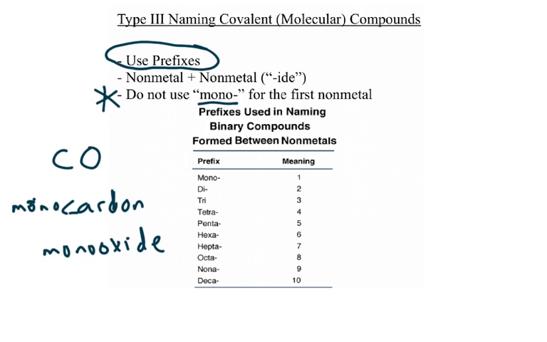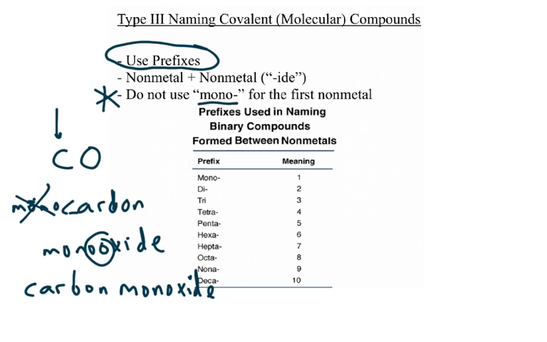There's a couple of things I want to show you here so that you can name these and spell these correctly. First, the first nonmetal, if there's only one, like in this example, do not use mono. So instead of saying monocarbon, you are simply going to just say carbon. Then secondly, a lot of times when there's a double vowel, to smoothen out the name, you're going to see that one of the vowels is removed. So instead of saying monooxide, you're simply going to say monoxide, just like that. Carbon monoxide. Now, we're going to do a bunch of other examples so you could see how this works.